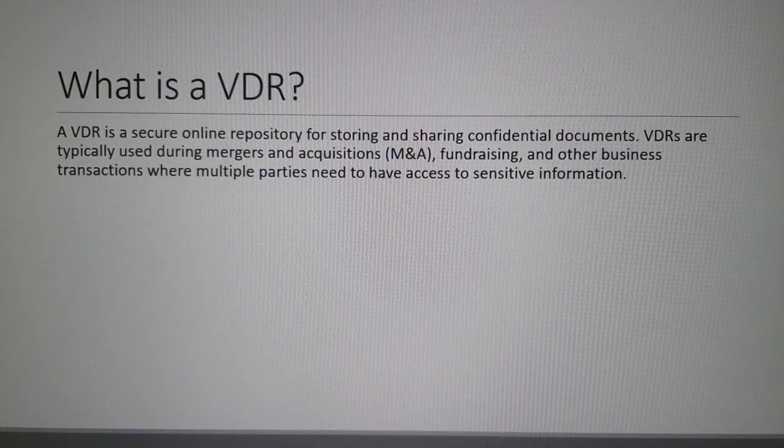What is a VDR? A VDR is a secure online repository for storing and sharing confidential documents. Virtual data rooms are typically used during mergers and acquisitions, fundraising, and other business transactions where multiple parties need to have access to sensitive information.